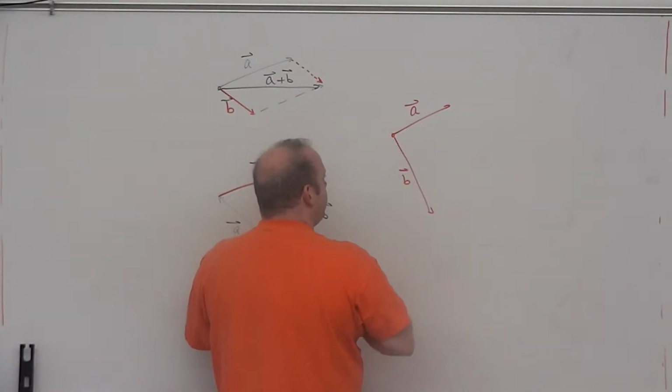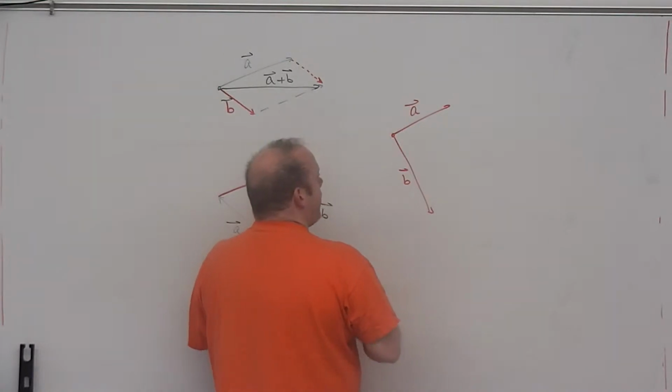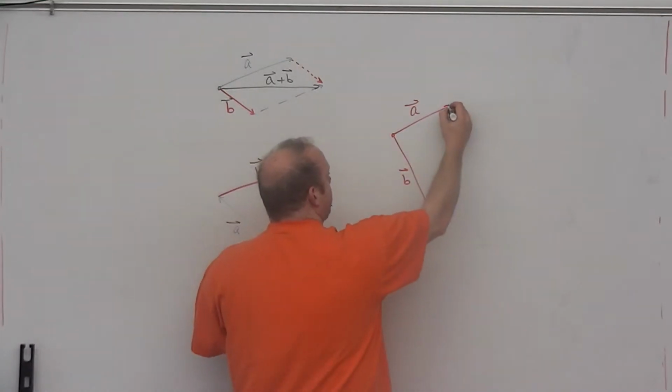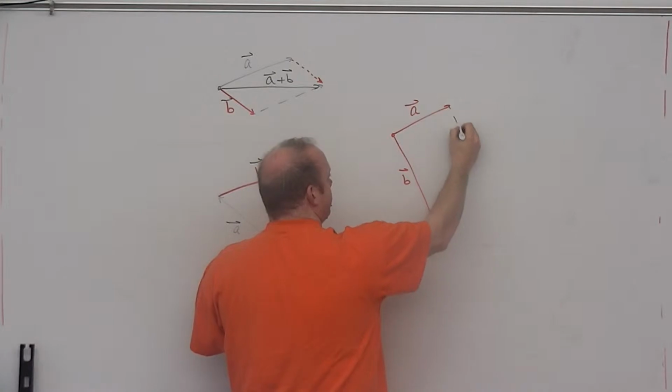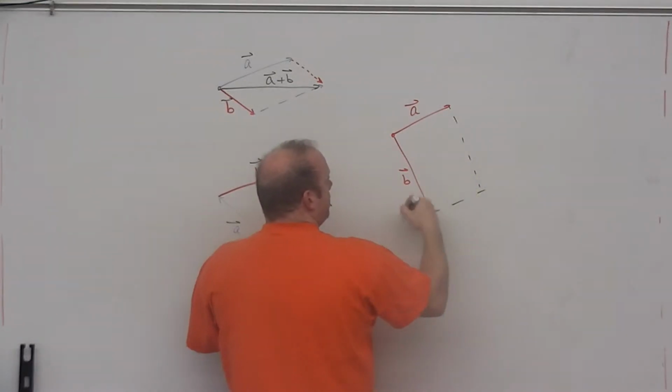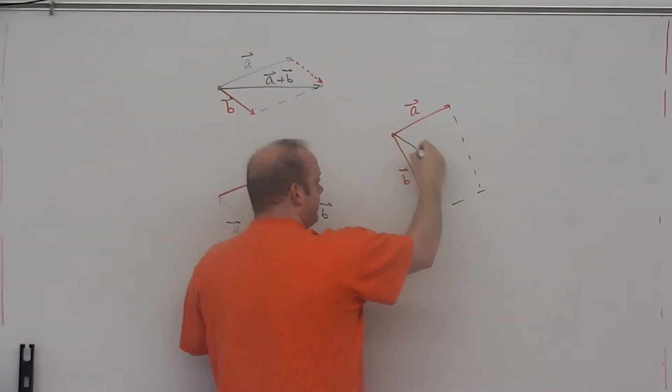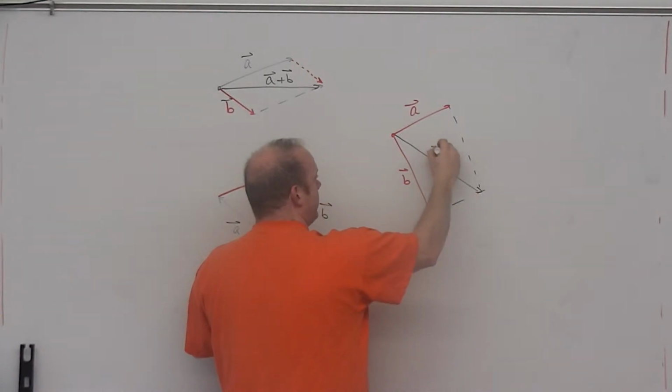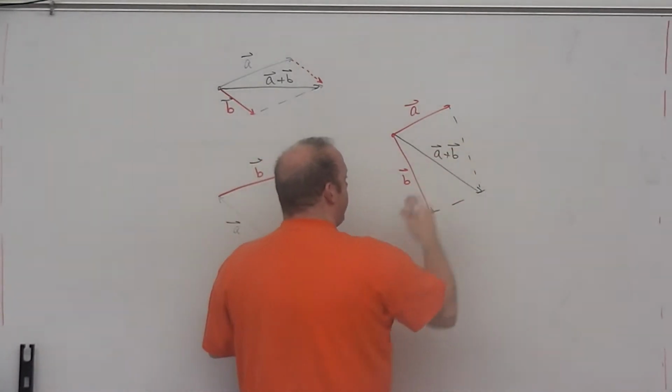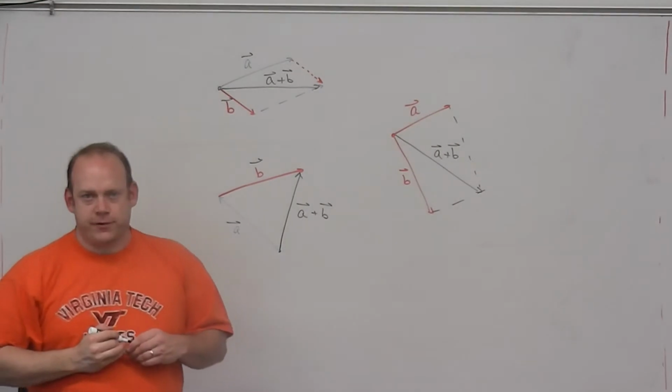So if I want to know how these two line up head to tail, basically what I'm going to do is make a parallelogram, and I mean to make this almost 90 degrees. There's my parallelogram from these two, and there's my A plus B. Okay, so that's how we add these two vectors graphically.